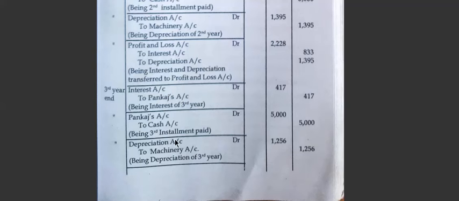Then how did you get 12,560? 13,950 minus 1,395, you will get 12,560. You take 10% of 12,560, and if you do, you will get this amount, 1,256.